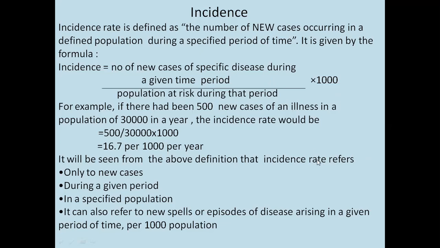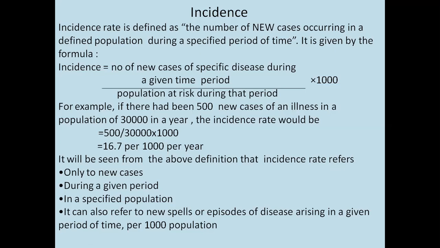Here I have given an example. If there had been 500 new cases of an illness in a population of 30,000 in a year, the incidence rate would be 500 by 30,000 into 1000, which means 16.7 per 1,000 per year.